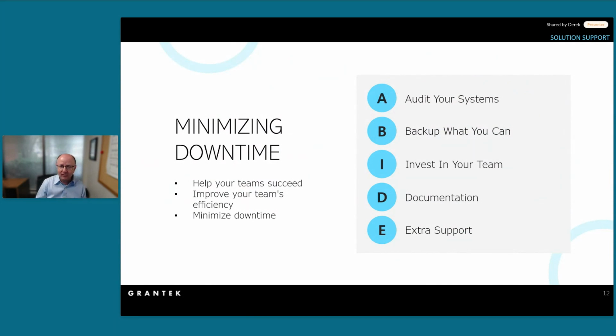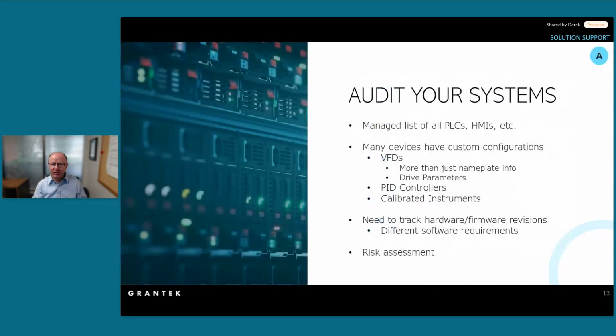So we've got A, for auditing your systems, B, for backing up what you can, I, for investing in your team, D, for documentation, and E, for that extra or extended support for your teams. So let's get right into it.